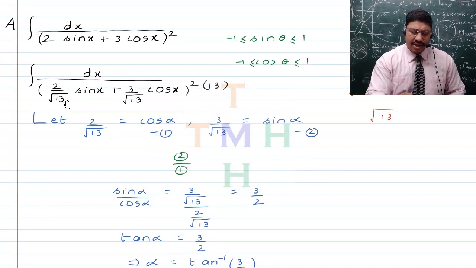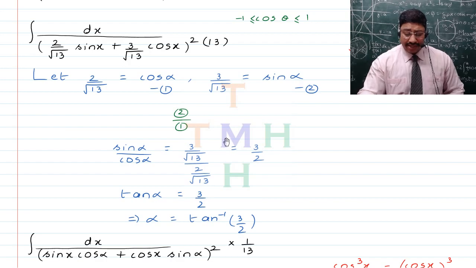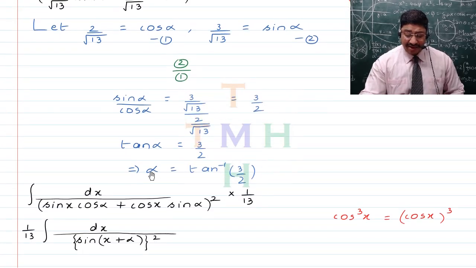Now here, children, we have written what our assumption is to be, that is 2 upon root 13 is to be considered to be cos alpha, and 3 upon root 13 is to be considered to be sine alpha, right? Now if you divide the second equation by the first equation, you will get 3 upon root 13 divided by 2 upon root 13, where root 13 will reciprocate to the numerator and get cancelled with the root 13 in the denominator, and you will get 3 upon 2. Sine alpha upon cos alpha is tan alpha. As such, alpha can be written to be equal to tan inverse of 3 upon 2.